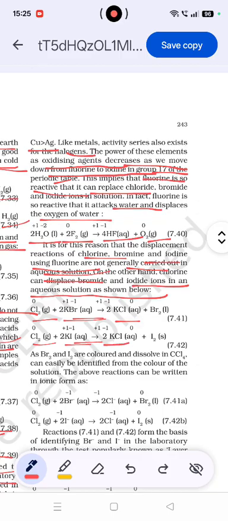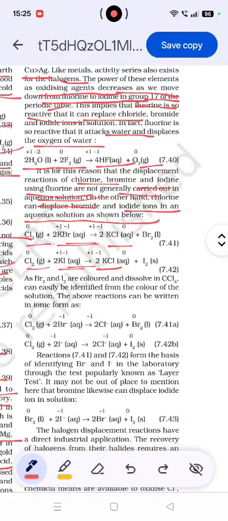Cl2 plus KI gives KCl plus I2. As bromine and iodine are colored and dissolved in CCl4, they can easily be identified from the color of the solution.